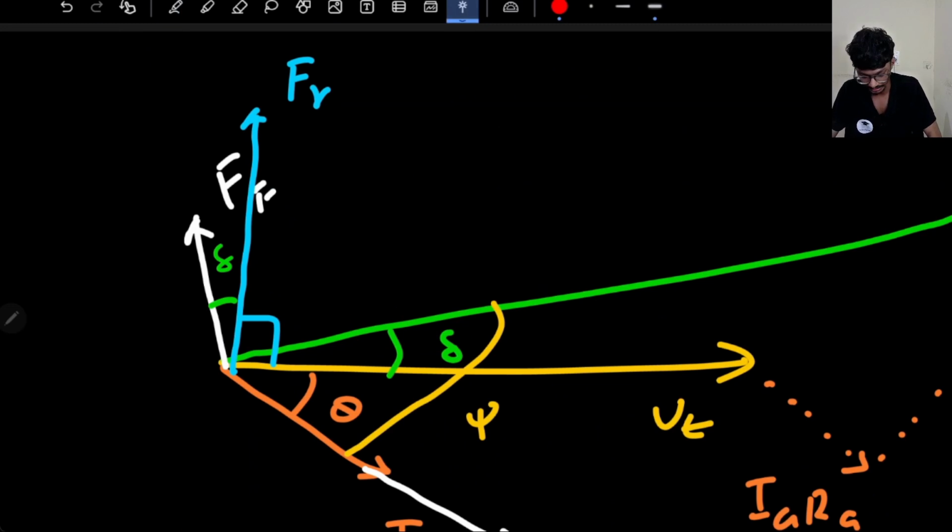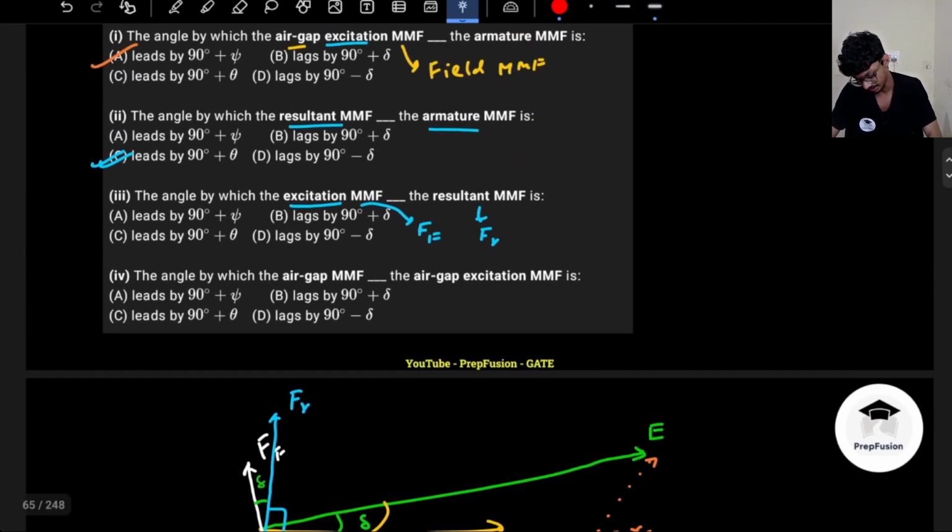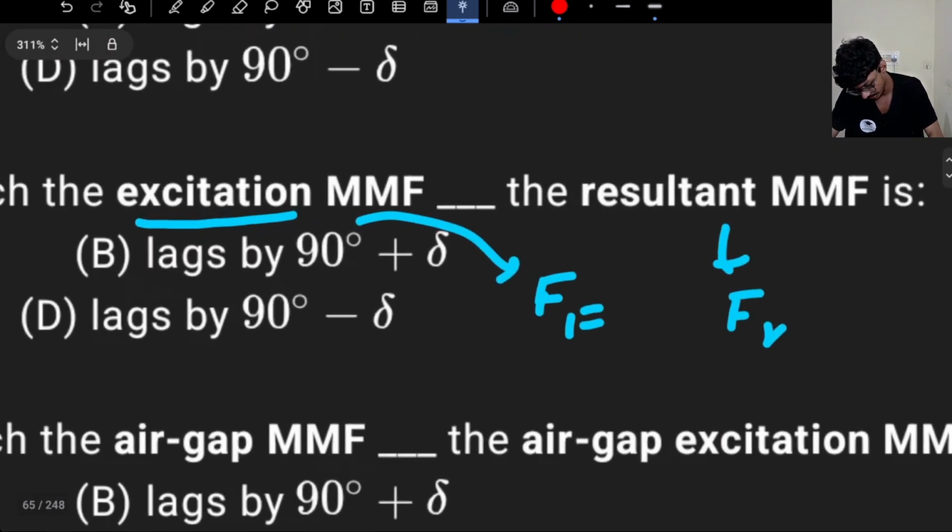It is just following the triangle rule. Basically, this angle difference is delta. So FR leads by 90, FF leads by 90. So both of them I'm shifting by 90, so this phase difference will still be the same. It will be delta only. It will not change. Okay, sorry, actually this is kind of, okay, that's why the options are not correct. I have to change it.